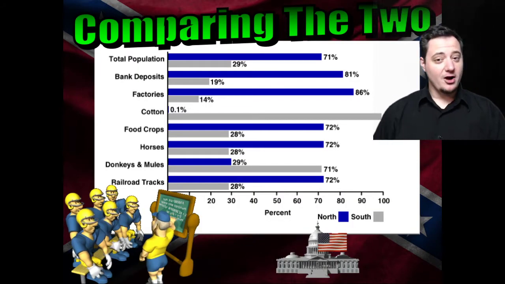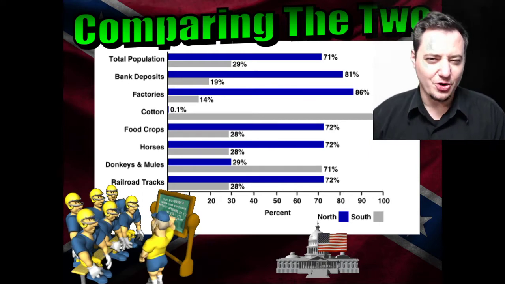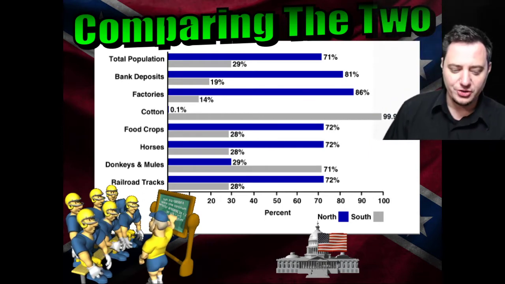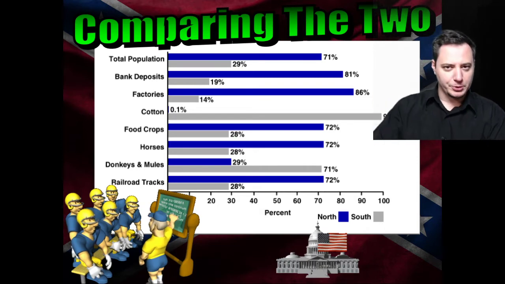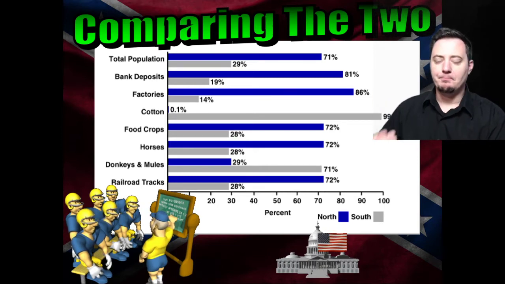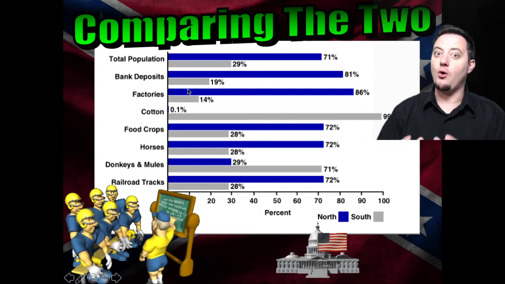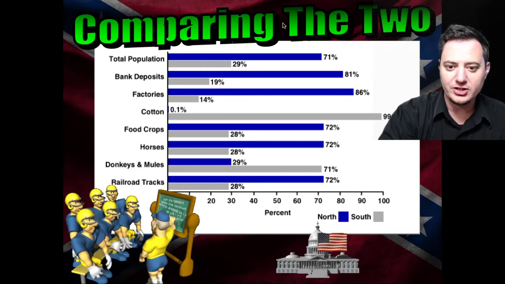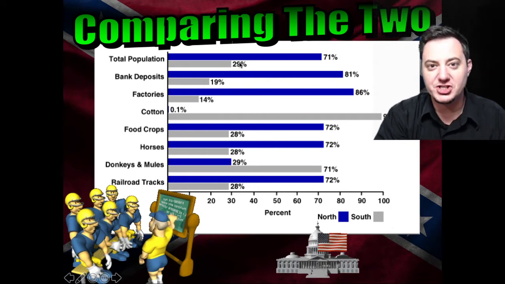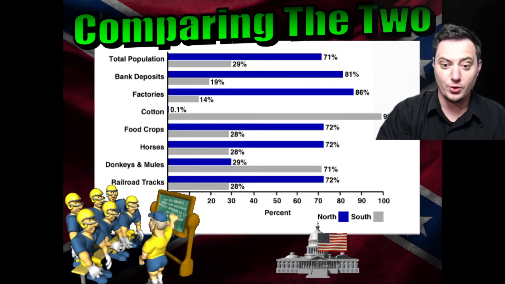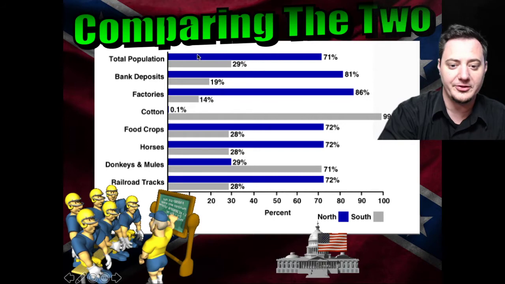Now, if we're going to compare the two here, remember it's the blue versus the gray. I mentioned that in the last set of notes, so you'll see this a lot. The north is blue, the south is gray, and both of them have different advantages and disadvantages, but there is one side that has the overwhelming advantages. If you look at the total population, 71% of Americans live in the north. Only 29% live in the south at this time.